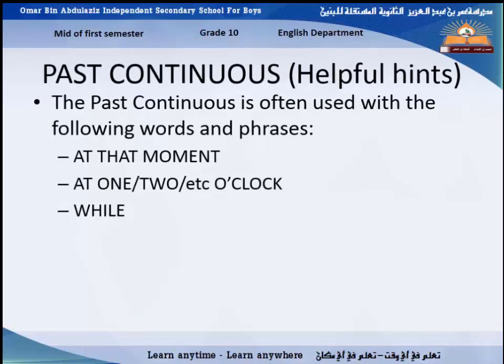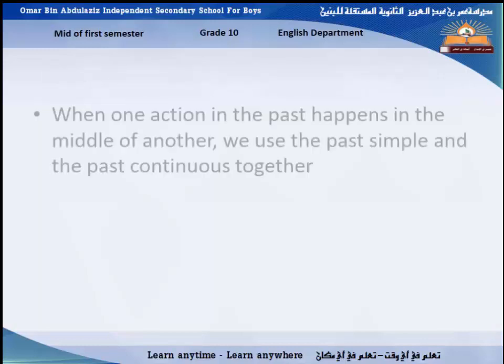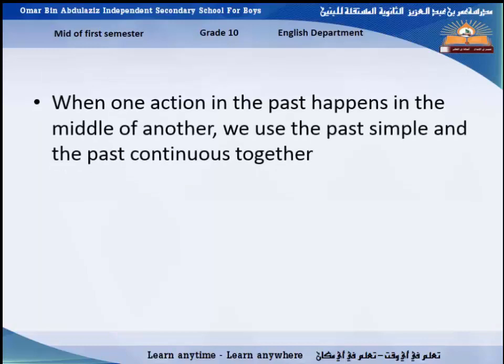Helpful hints. The past continuous is often used with the following words and phrases. At that moment, at 1 or 2 o'clock, etc. Also, it can be used with the words while and when. When one action in the past happens in the middle of another, we use the past simple and the past continuous together, using the words while or when.